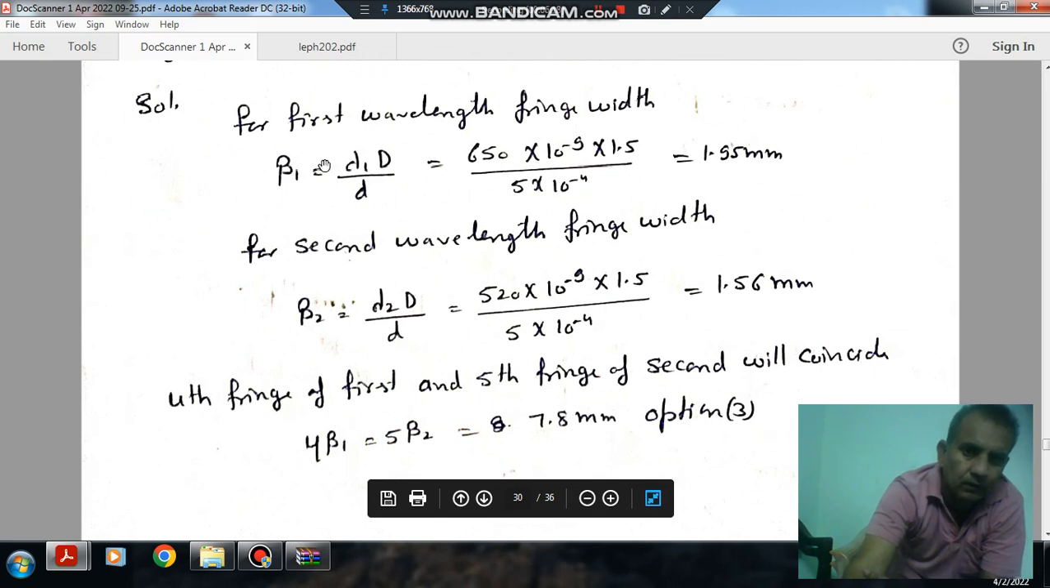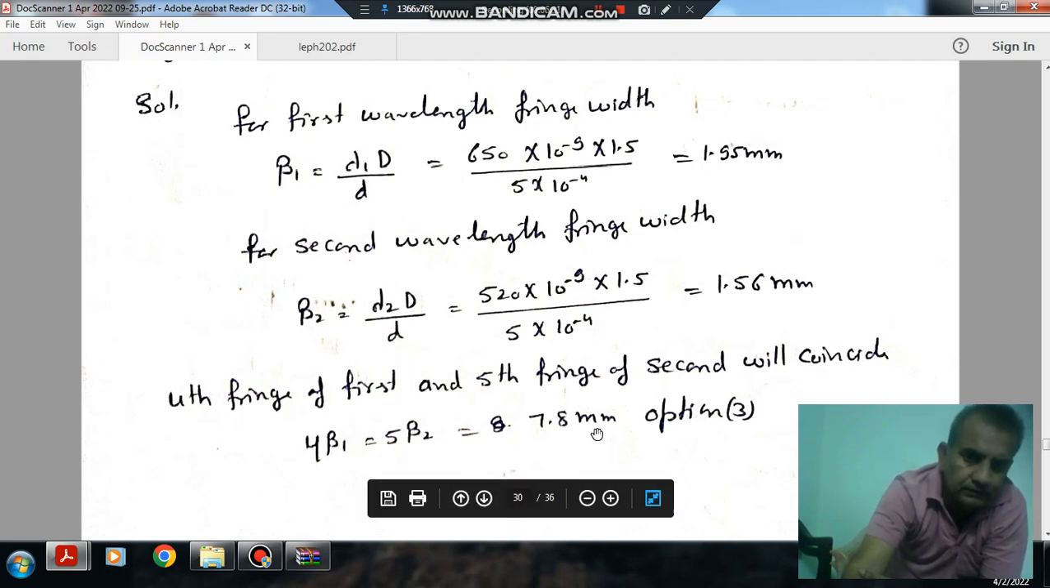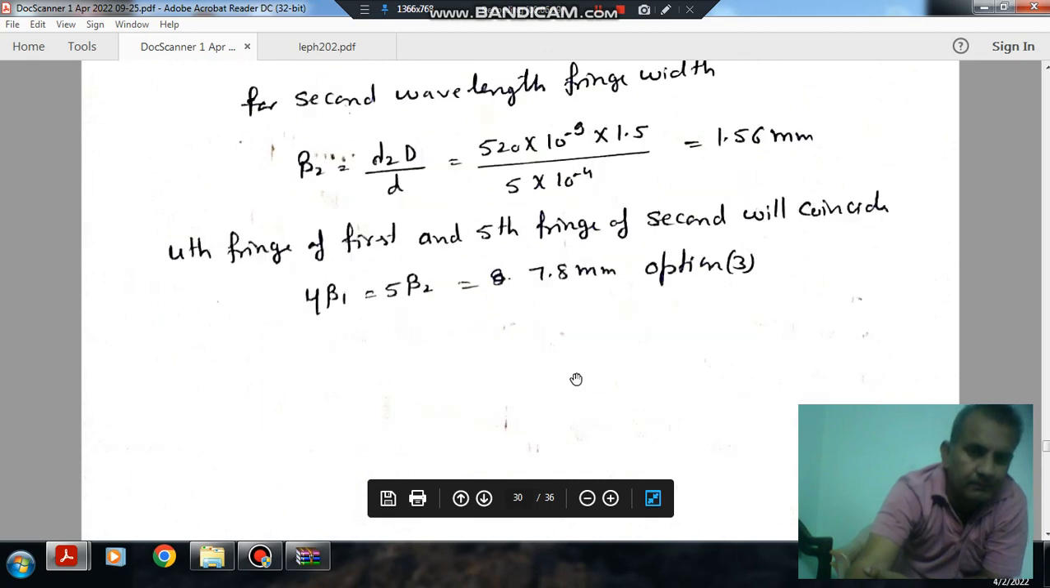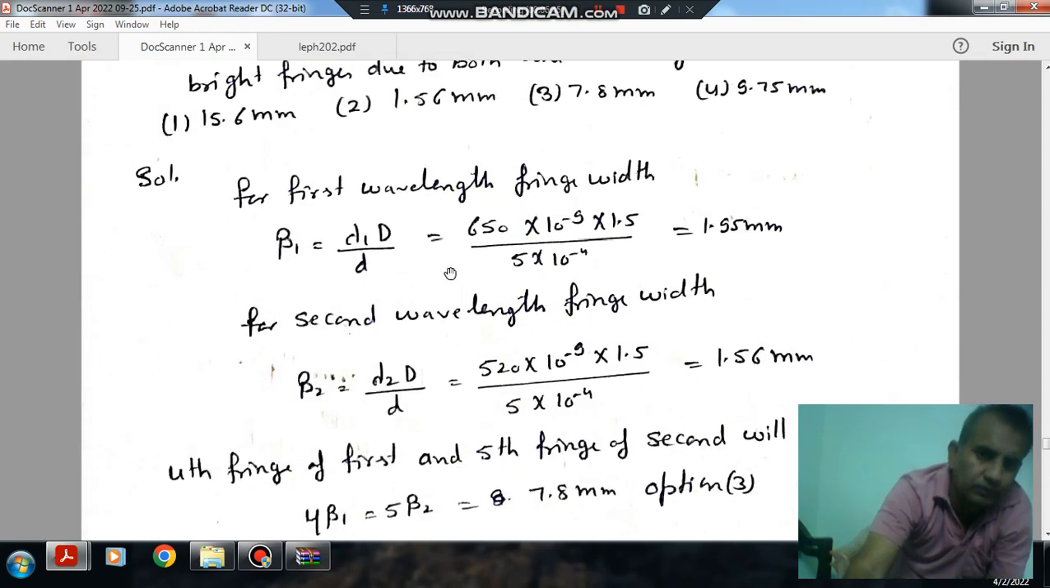Now both of these can coincide when we use the fourth fringe of this and the fifth fringe of this. So the answer is 7.8, since 4 beta 1 equals 5 beta 2, which is the third option. So at a distance of 7.8 mm, the bright fringe will appear for both the waves.